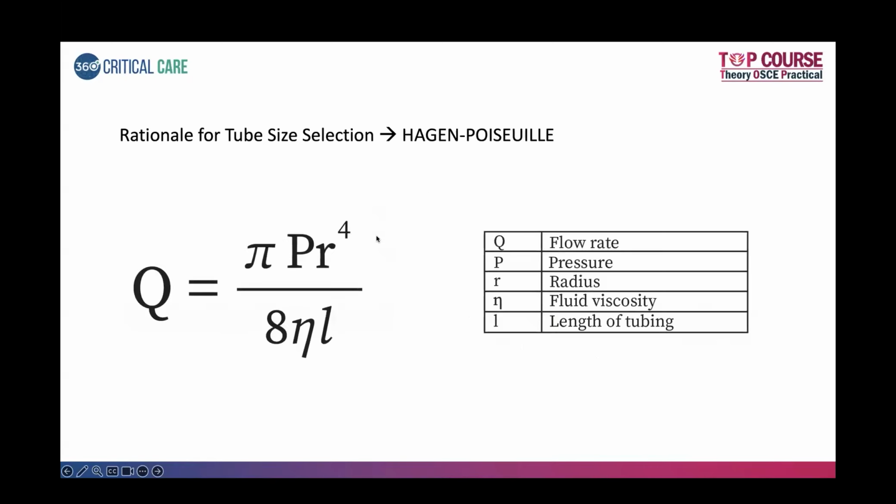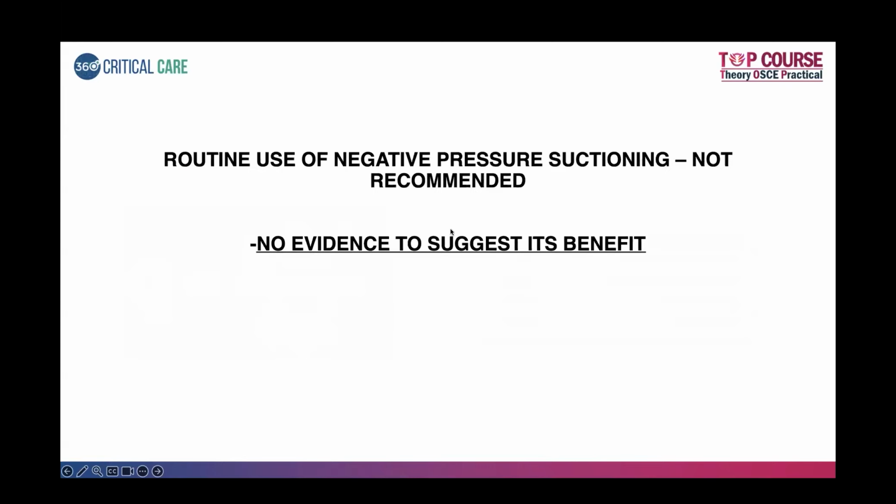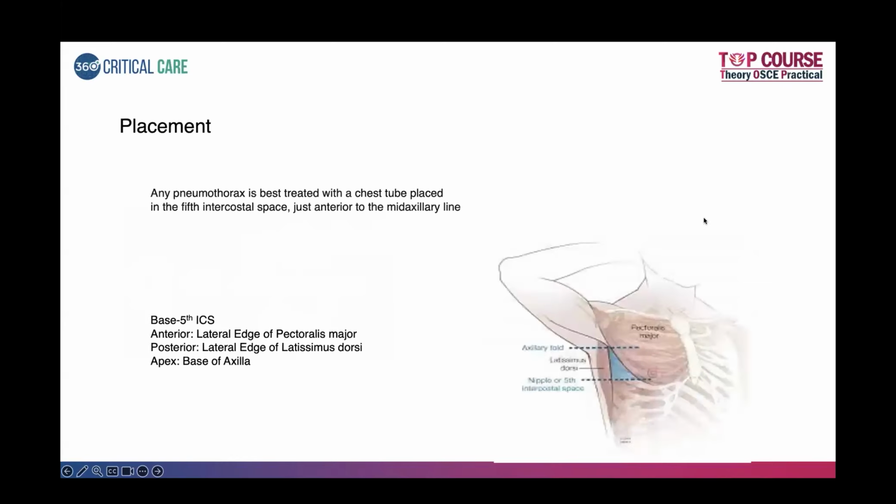So the rationale for tube selection is based on the Hagen-Poiseuille equation. Basically, flow is proportional to pressure and to the fourth power of the radius, and inversely proportional to the viscosity and the length of the tubing. So the radius and the length of the tubing play a big role. Routine use of negative pressure suctioning is not recommended and there is no evidence to suggest its benefit.